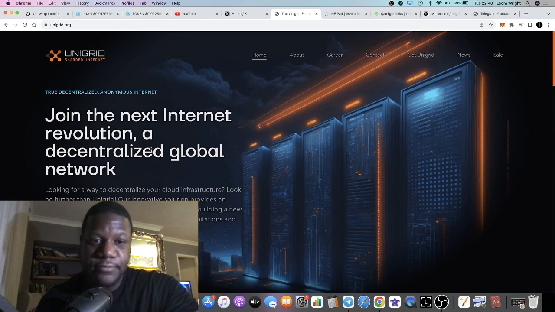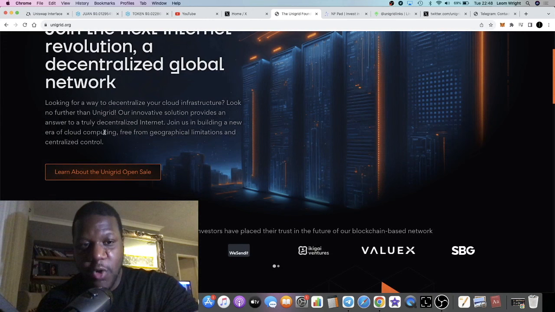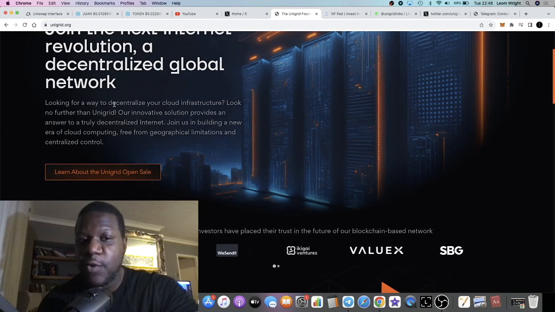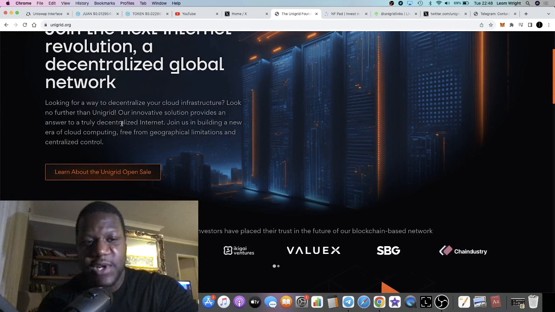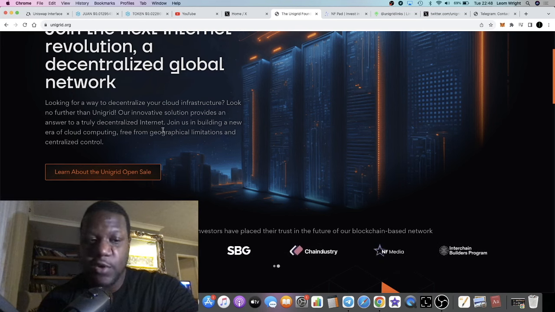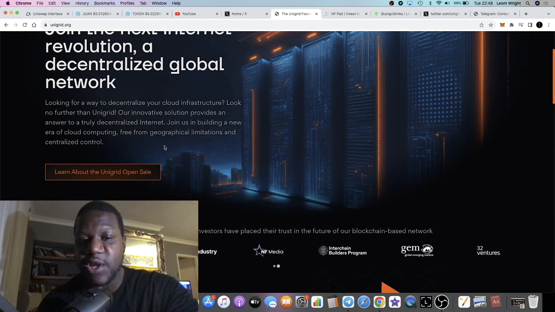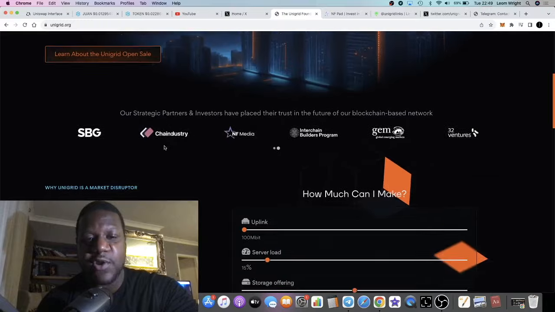So Unigrid, join the next internet revolution, a decentralized global network. Looking for a way to decentralize your cloud infrastructure, look no further. Our innovative solution provides an answer to a truly decentralized internet. Join us in building a new era of cloud computing, free from geographical limitations and centralized control.